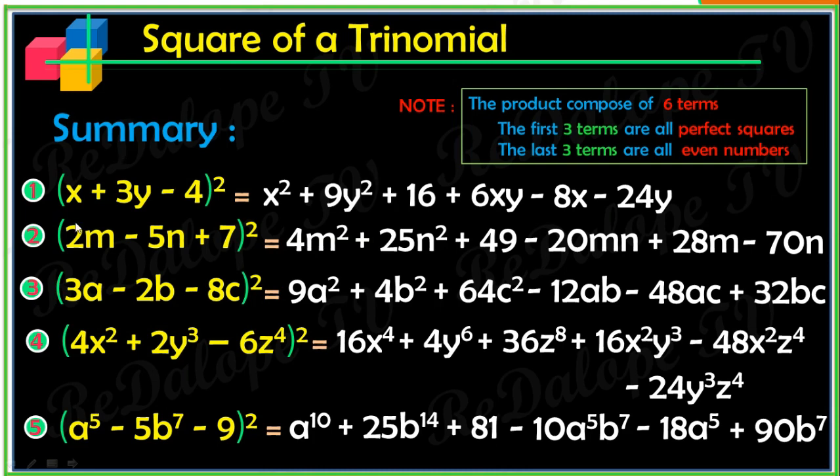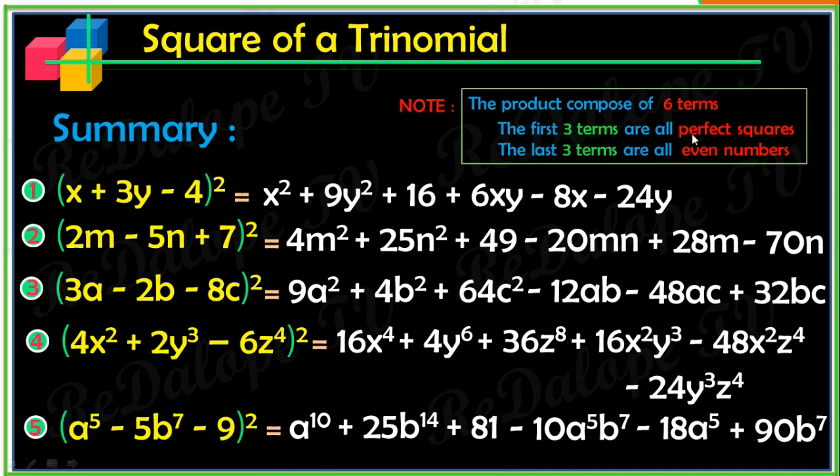Now to summarize it all, we have the set of problems which are to be squared. If we take notice of this, the product is composed of 6 terms. For problem number 1, we have 1, 2, 3, 4, 5, 6. For problem number 2, the product is composed of 6 terms. For number 3, 1, 2, 3, 4, 5, 6. For number 4, 1, 2, 3, 4, 5, 6. For number 5, 1, 2, 3, 4, 5, 6.